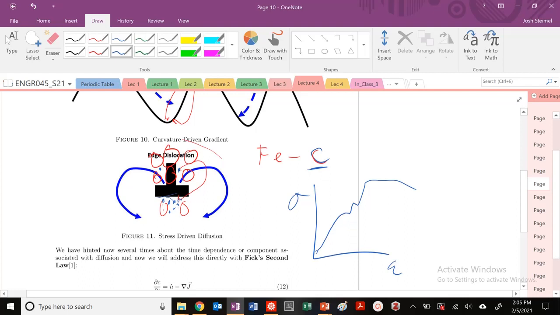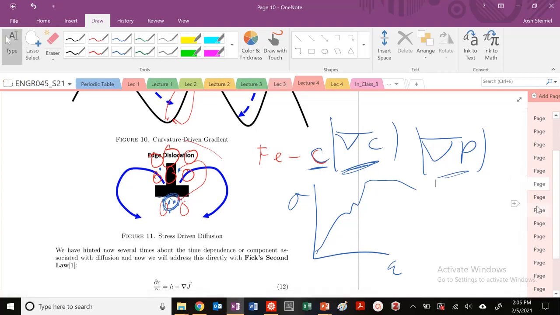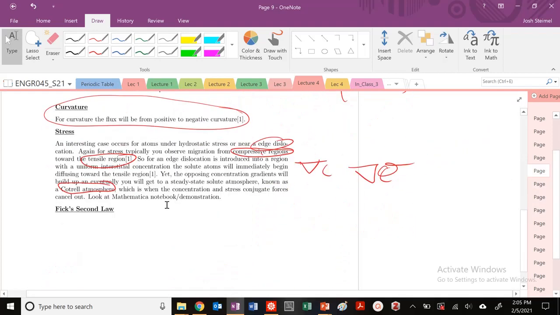Again, you could start to get a buildup of these Cottrell atmospheres, but it's always this competition between this gradient and this gradient. So which is larger? Eventually, the concentration gradient will be large enough that it may overcome this, but it pins those dislocations.